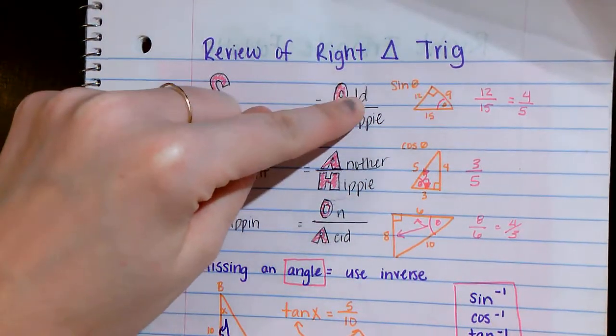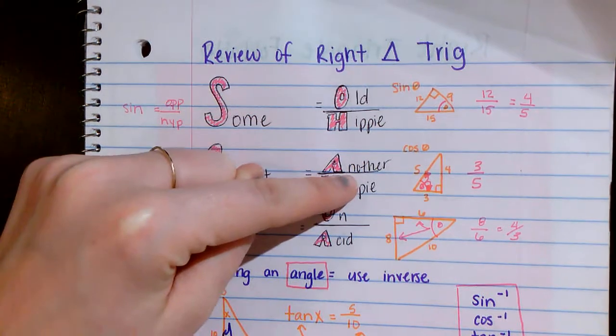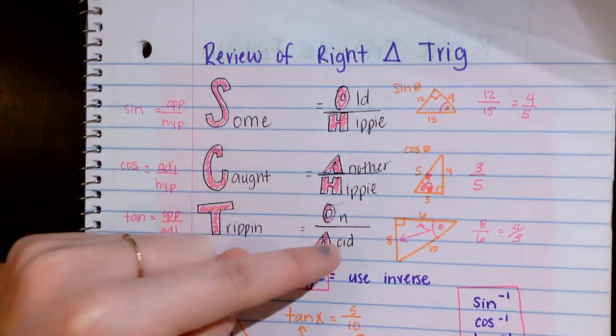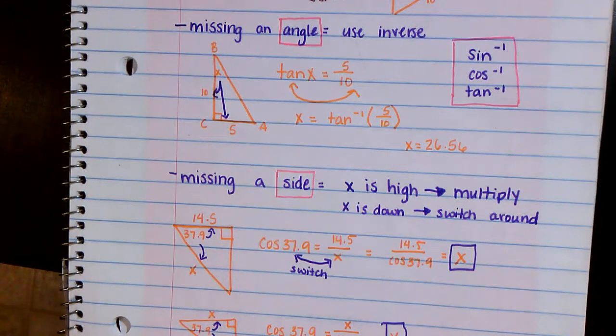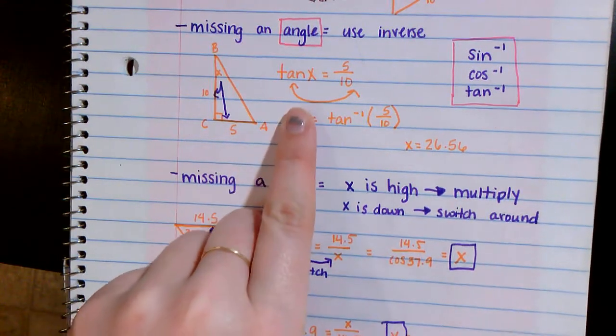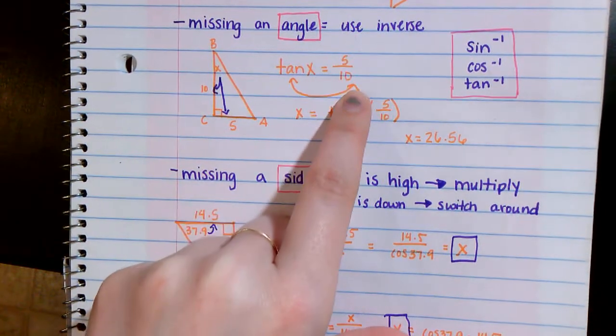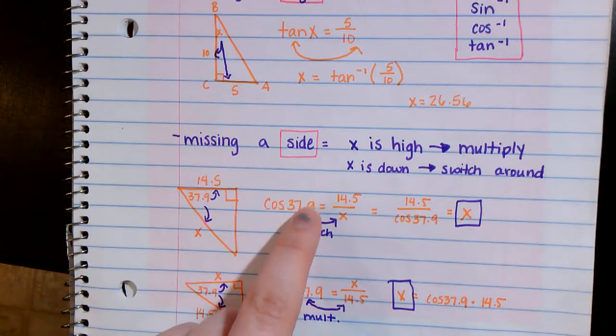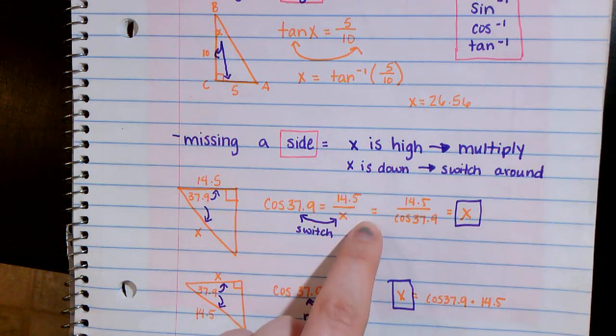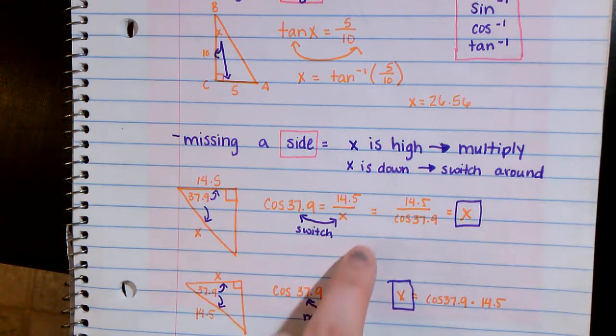Sine uses opposite and hypotenuse, cosine uses adjacent and hypotenuse, tangent uses opposite and adjacent. And then once you've figured out and labeled your sides, you need to set your equations up. Function, angle, equals side over side.